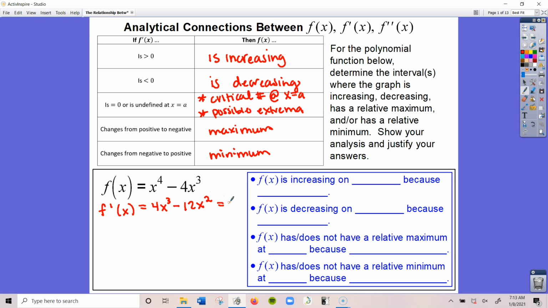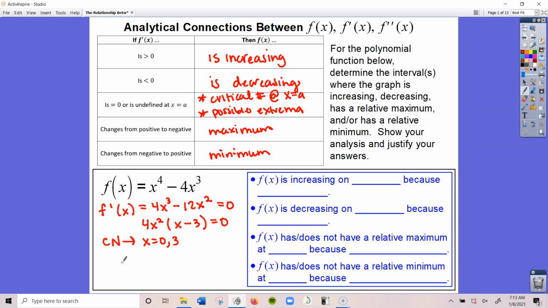We're going to make this equal to 0 because our critical numbers are when the first derivative is equal to 0. And then we're going to factor so that we can find those values of x. 4x to the third minus 12x squared, we can factor out a 4x squared. And then that would give me x minus 3. If I solve individually, our critical numbers are going to be x is equal to 0 for the 4x squared and x is equal to 3.